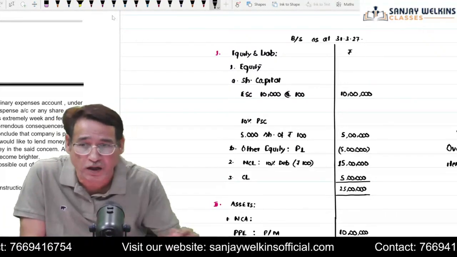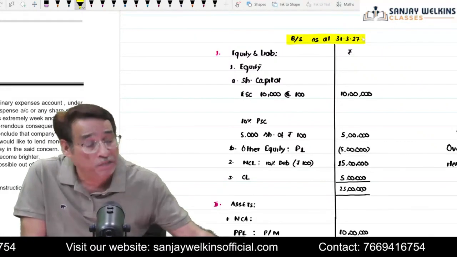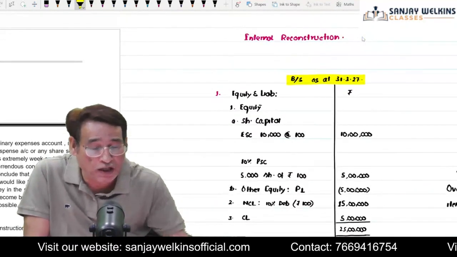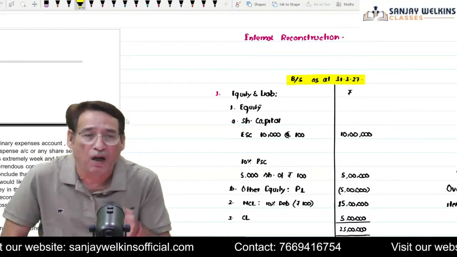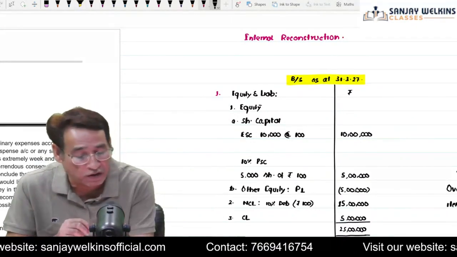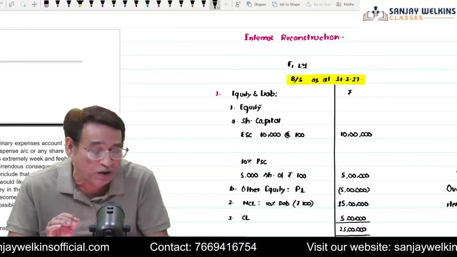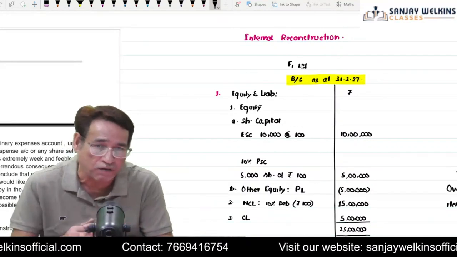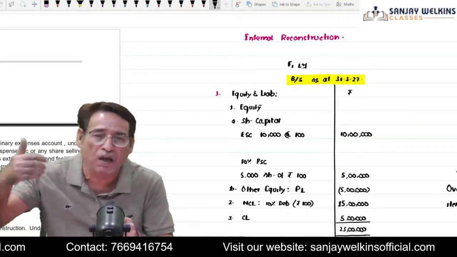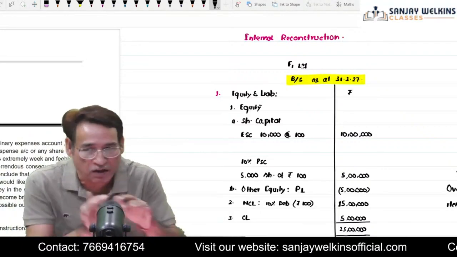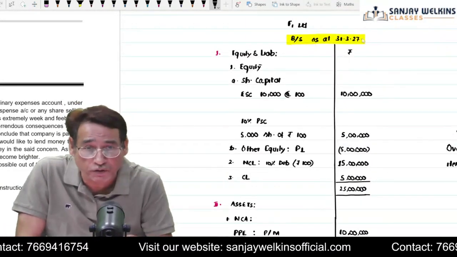Internal reconstruction. What do we mean by internal reconstruction? To come to this point, let's have a look over here. Presume that this is the balance sheet of a particular concern, given to you as on 31st March 2027. The concern is F1 Limited, and its balance sheet is given to you. We presume that this concern has been in trade for a pretty long period, say 8 or 9 years, operating since the last 8 or 9 years, correct? Now, the balance sheet as at 31st March 2027 is given.